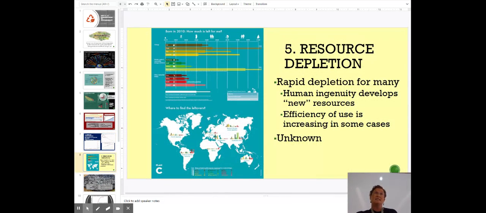Resource depletion is the next indicator, and this is rapid depletion for many. There's lots and lots of our resources that we are depleting. Human ingenuity develops new resources, perhaps, and then the efficiency of use is increasing in some places, but this is sort of unknown. So if we're getting more efficient, then we will slow down our resource use, but we're looking like we are still depleting resources, and we're seeing that with so many different places. There's very specific things about how we've lost whole resources. There's places you can't be fishermen anymore. There's places you can't be a logger anymore because we've completely overfished or overlogged those things. And I'll talk about those examples in class too.